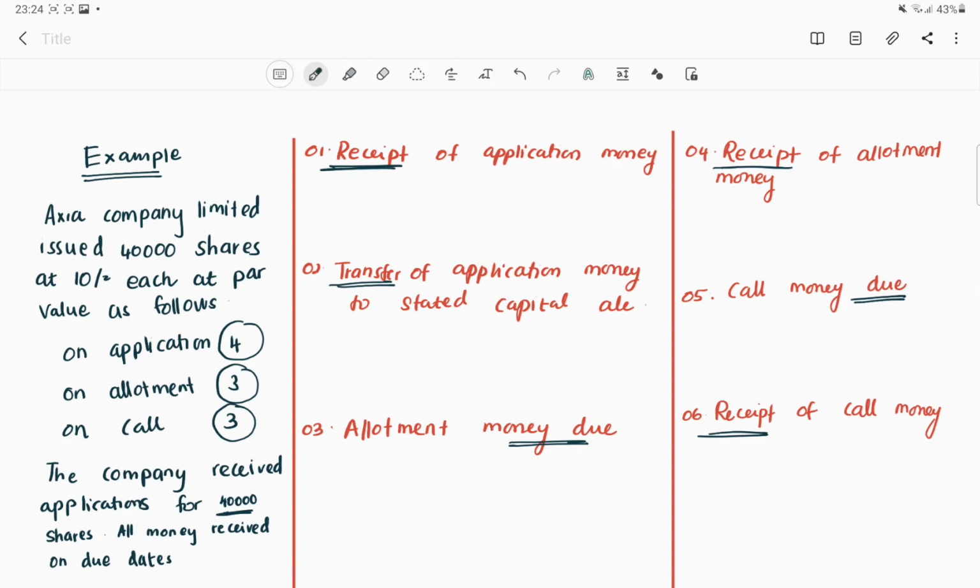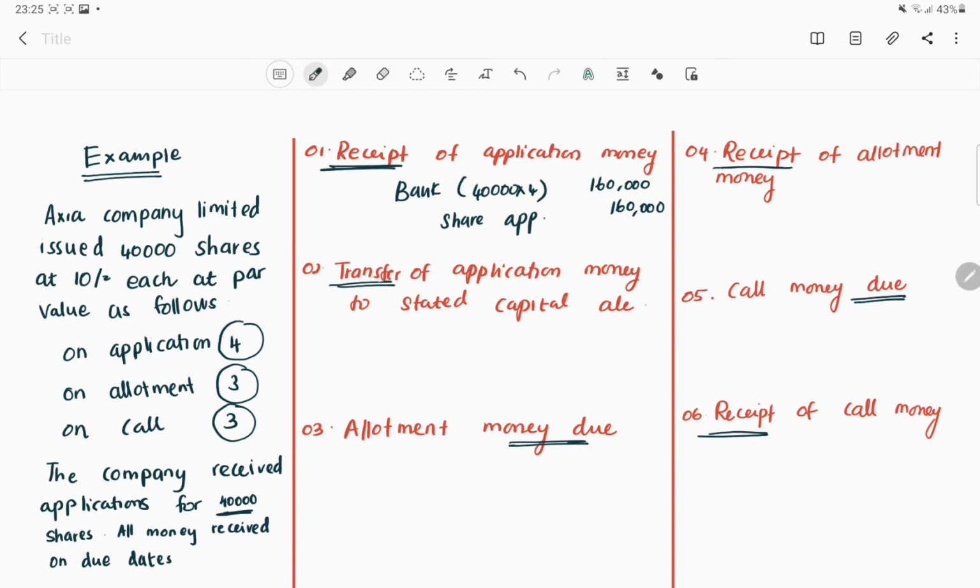So the double entry for receipt of application: you are receiving money, so your bank account would be debited and share application account would be credited. The amount would be equal to 40,000 shares into 4 rupees, which would be 160,000. So 160,000 should be debited to the bank account and another 160,000 would be credited to the share application account.